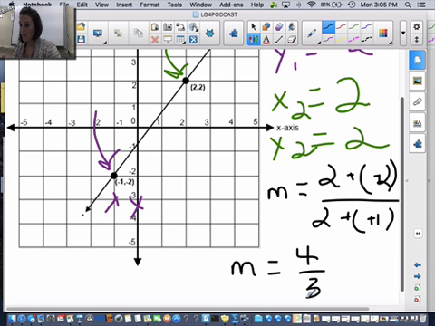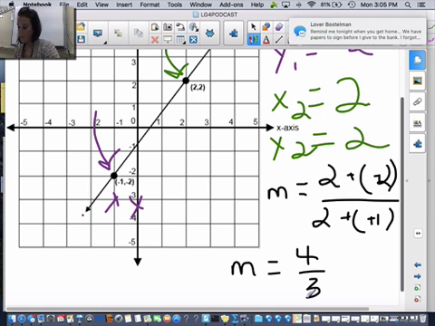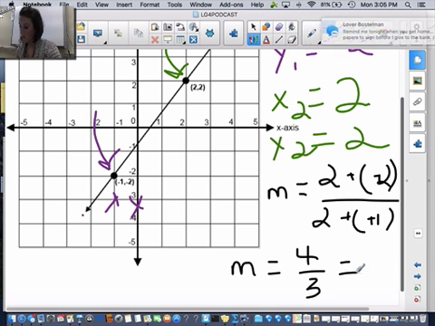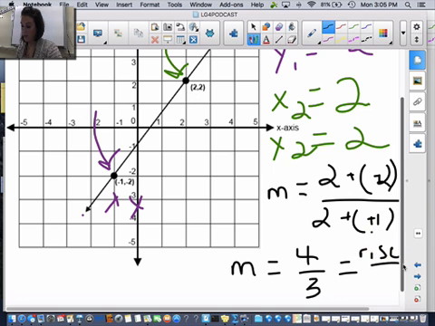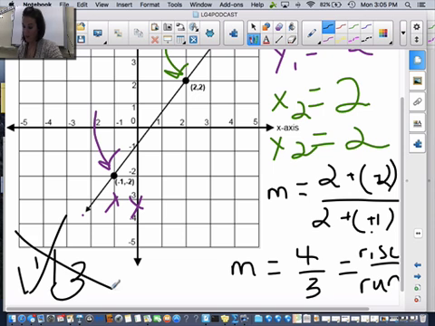Now, because we need to do it as rise over run, we need to leave it as an improper fraction. We cannot put 1 and 1/3. That 1 and 1/3 does not work for when we're dealing with slope.